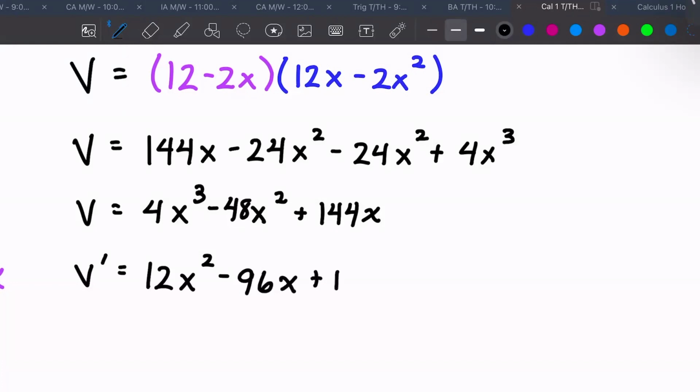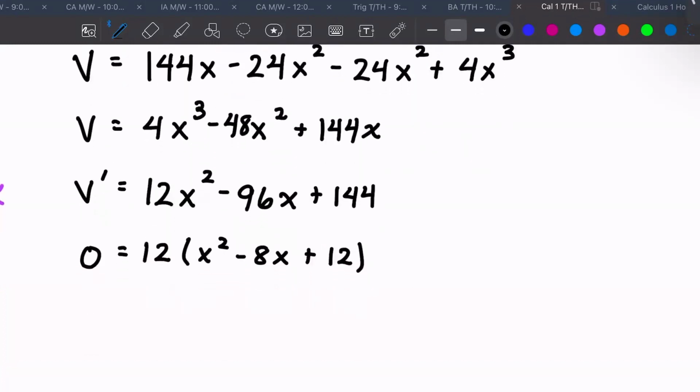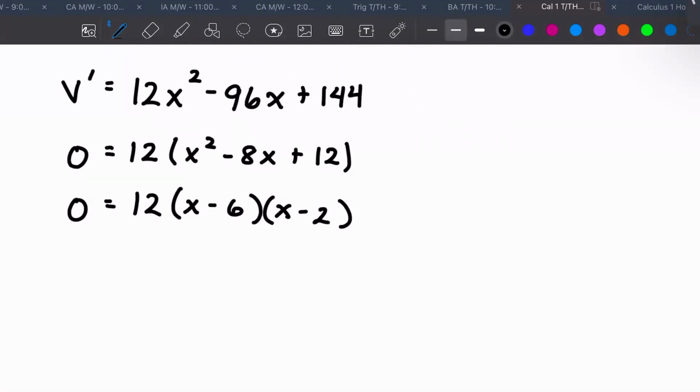So 96, my bad. 96x plus 144. Okay. I'm going to set that equal to 0, and I'm going to factor it. Well, I can take out a 12. There's the 8x. All right, so I can factor that. Okay, so I would get that x equals 6 and x equals 2.